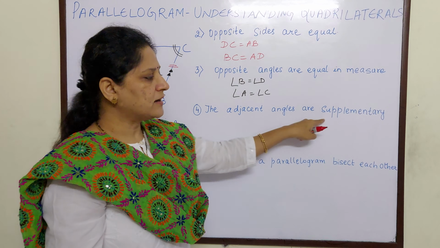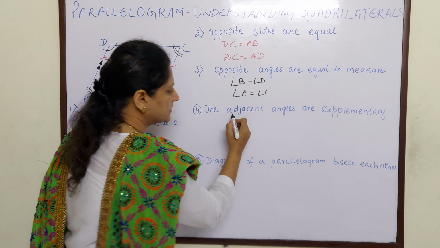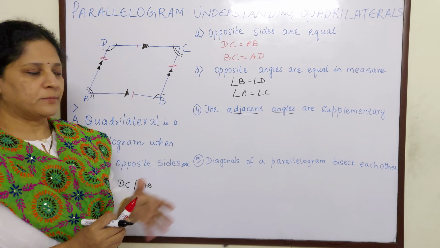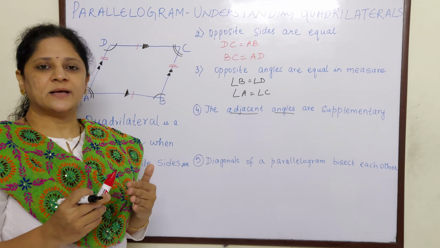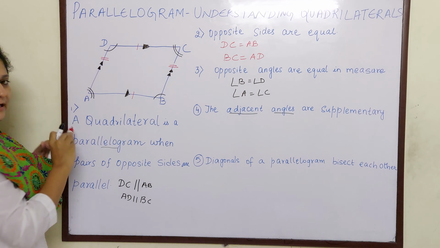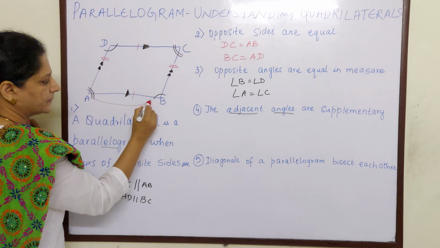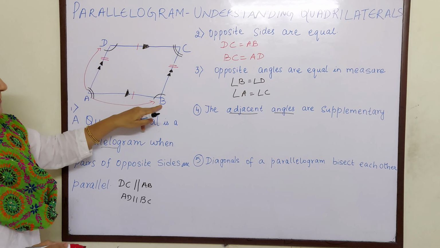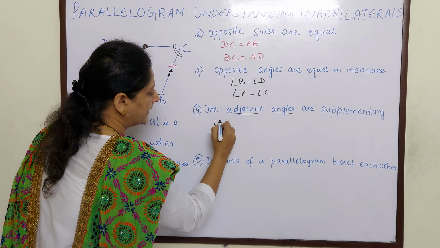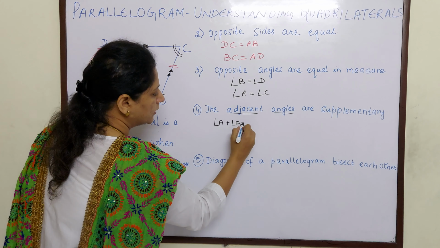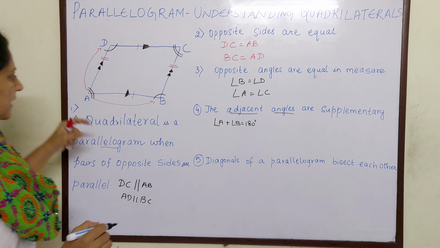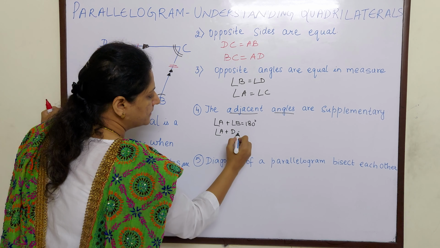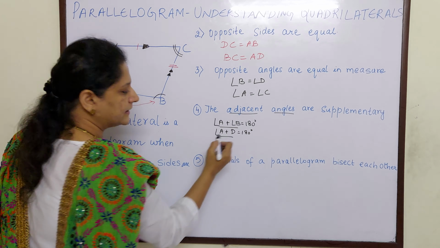The adjacent angles are supplementary. Now, some children always get confused about what adjacent angles are. So, children, if you find it difficult to remember what adjacent angles are, you can think of them as your neighbors. Like for A, B is the adjacent angle. And for A, even D is an adjacent angle. So, A plus B is supplementary. That means when you add angle A plus angle B, your answer will be 180. Or angle A plus angle D also will give you 180. Why? Because they are adjacent angles and they are supplementary.